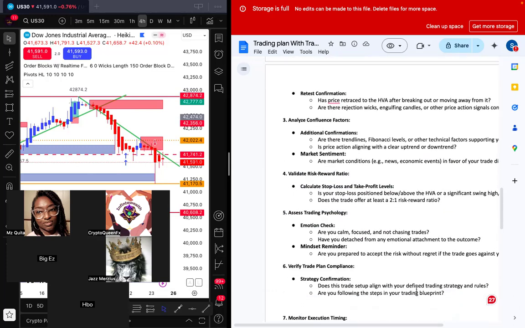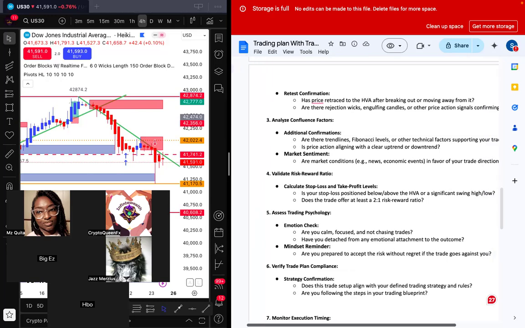Is your stop loss positioned above or below the higher time frame area or a significant swing high or swing low? And does it offer at least a 2-to-1 risk to reward ratio? If you're taking it from one level to the next level, it should always offer at least more than a 2-to-1 ratio. If you're catching it at the weekly level of support or resistance and trading in between support and resistance, taking it from one level to the next, it's typically going to give you a higher risk to reward ratio.